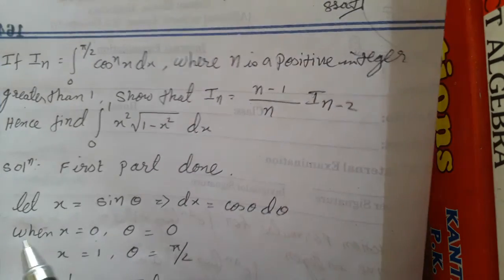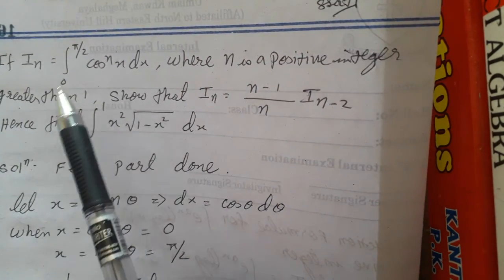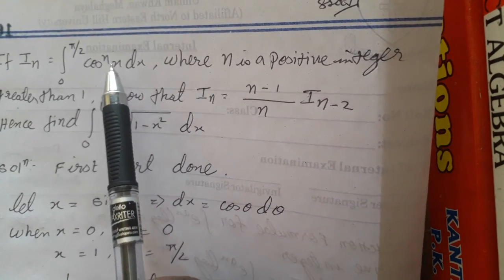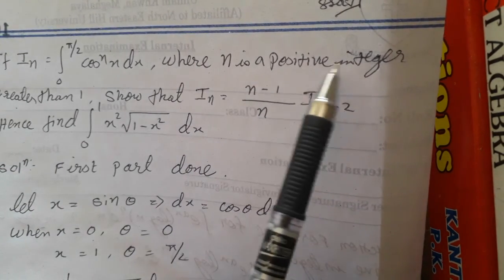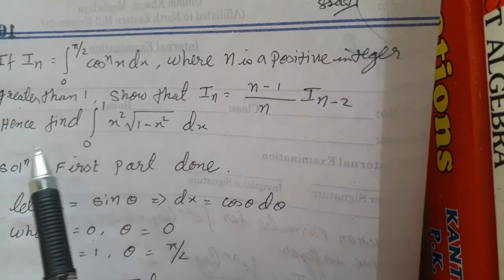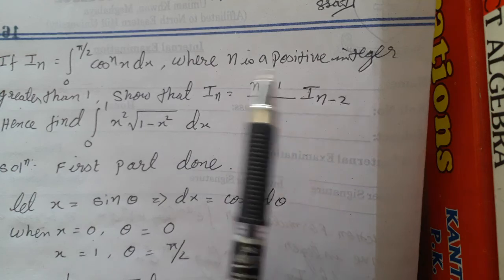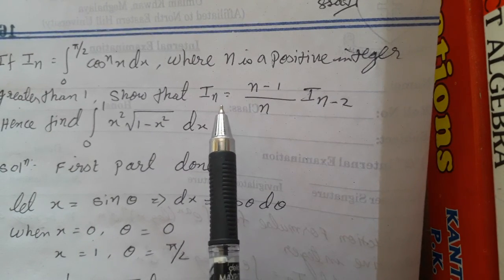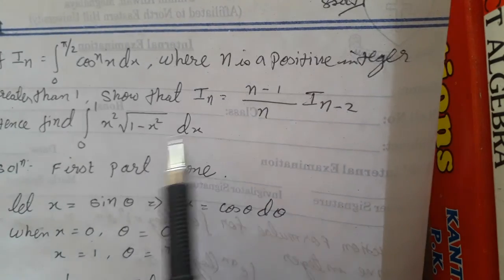In this video, I'm going to solve these questions. Here the question is I_n = ∫ from 0 to π/2 of cos nx dx, where n is a positive integer greater than 1. Then we have to show this, and also we have to find this. The first part, to show this, we have done already in the previous videos. I have explained how to do this.